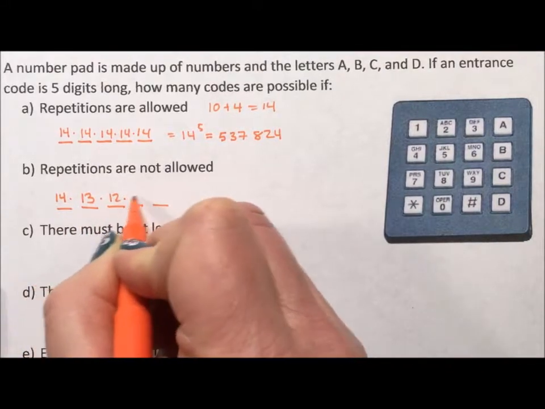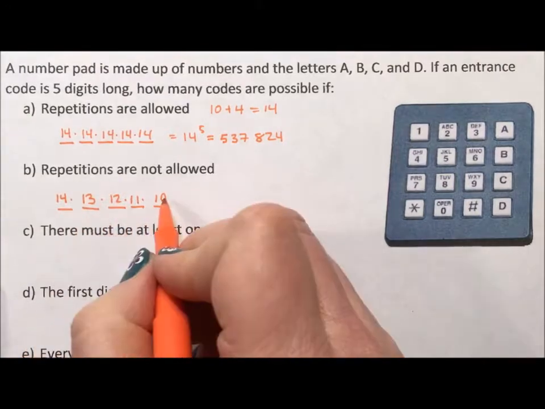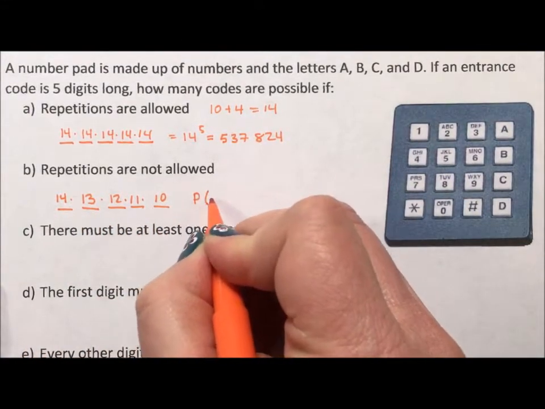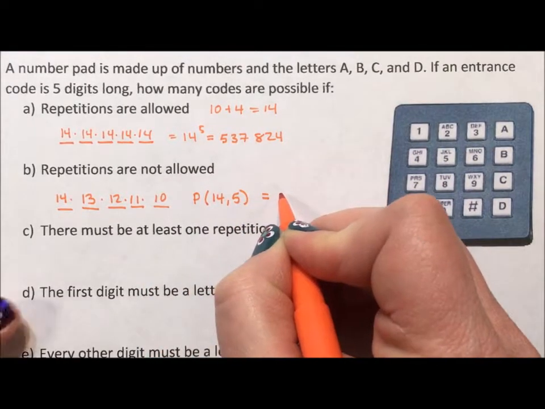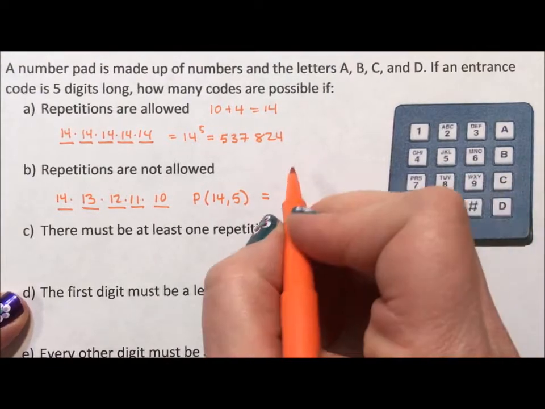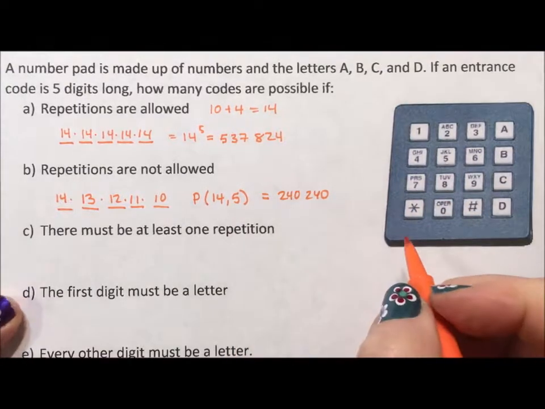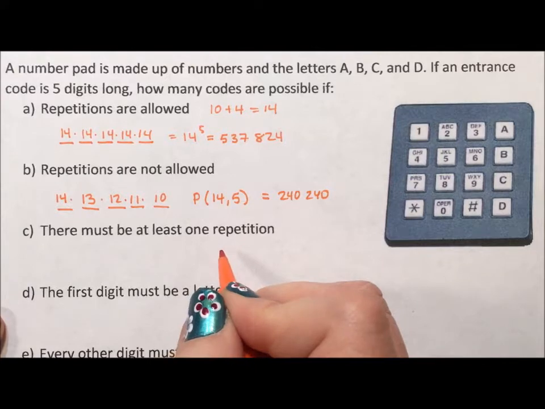and 13 for the second and 12 for the third and 11 and 10. And though that's fun to type into your calculator, whenever you have this kind of truncated factorial, you can do the permutation of 14 taken 5 at a time and get that the total number of codes, if you're not allowed to repeat a digit, is 240,240.